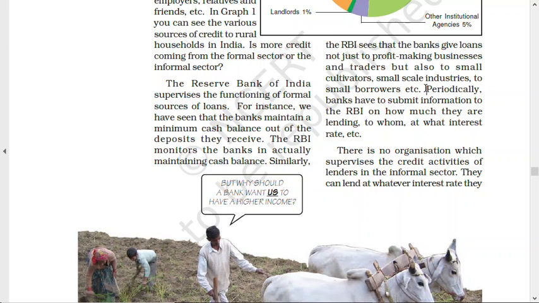So if a question comes on the role of the Central Bank of India, or let's say RBI, you will write all these things. RBI monitors the banks in actually maintaining the cash balance. RBI also looks into the matter that banks give loans not only to big or profit making businesses, but to other sectors, or you can say other borrowers, also.